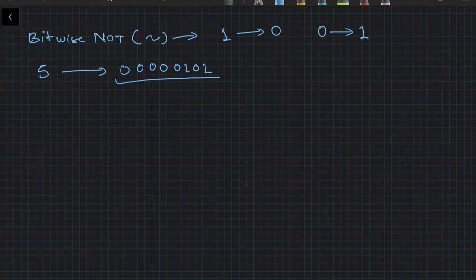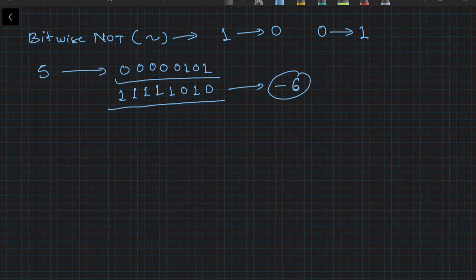So if we flip all the bits of 5, we are going to get the value 1 1 1 1 1 0 1 0. This is the value that we are going to get after performing a NOT operation on the value 5, and in decimal form it is represented as -6, because the binary representation starts with 1, and this is represented as -6. To understand this, we have to understand 2's complement.